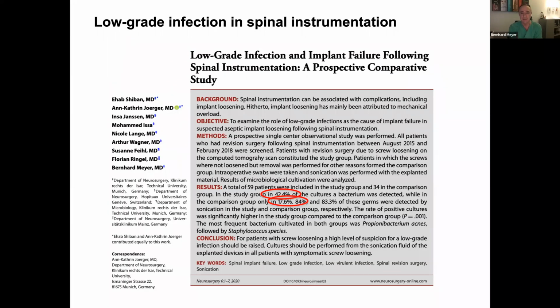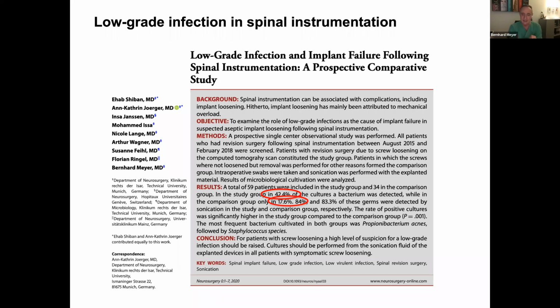We then had, almost simultaneously, a publication half a year later in 2020, also out in neurosurgery, with almost similar results, namely that in 42% of the group that has screw loosening, we had positive cultures.